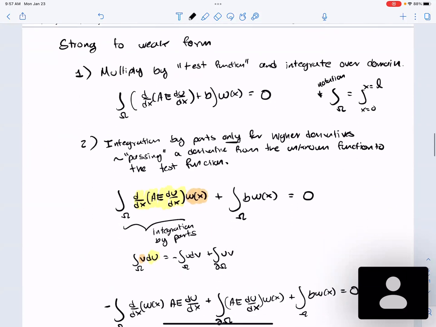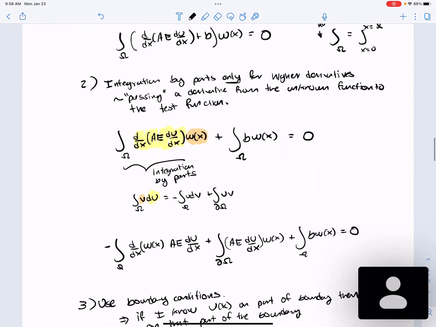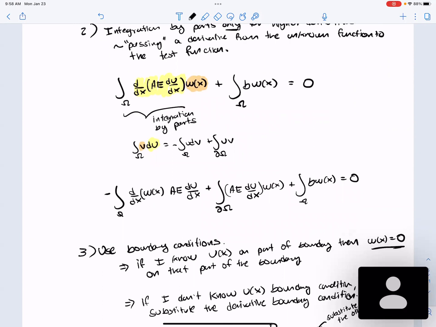How do we go from the strong form to weak form? We take that original PDE, we multiply it by some test function, also called weight function, and we integrate over the domain. Then you'll notice that the PDE has derivatives, so we do integration by parts in order to reduce the highest derivative. You can think of integration by parts as moving a derivative from one term to another term. When we do integration by parts, we end up with this boundary integral.